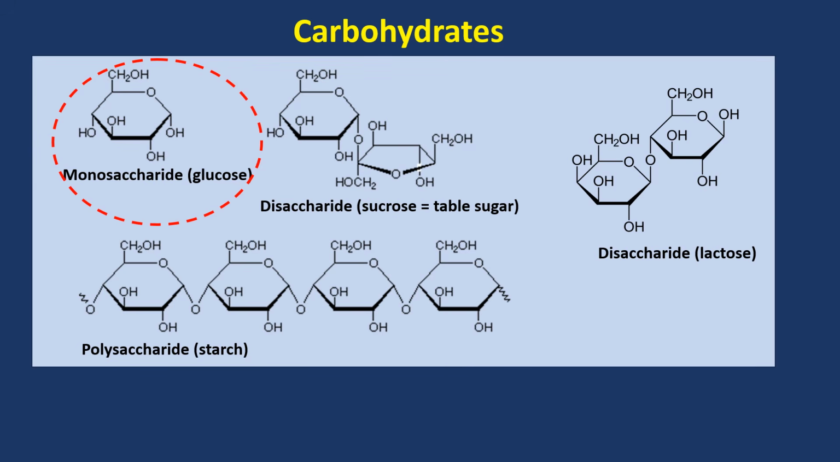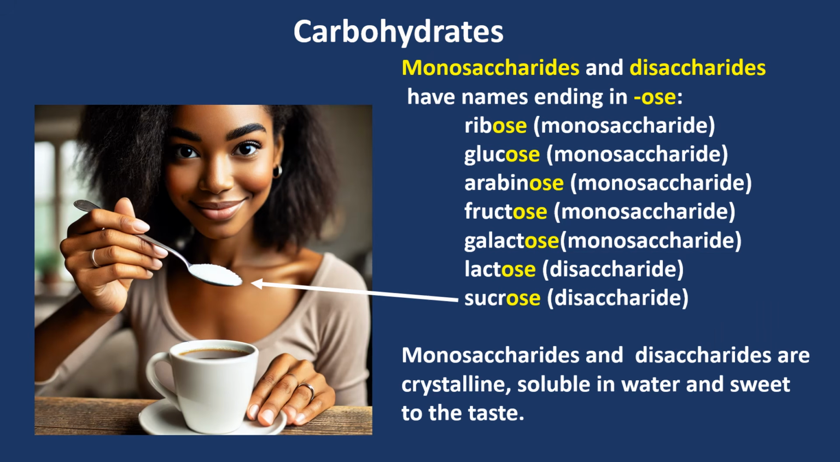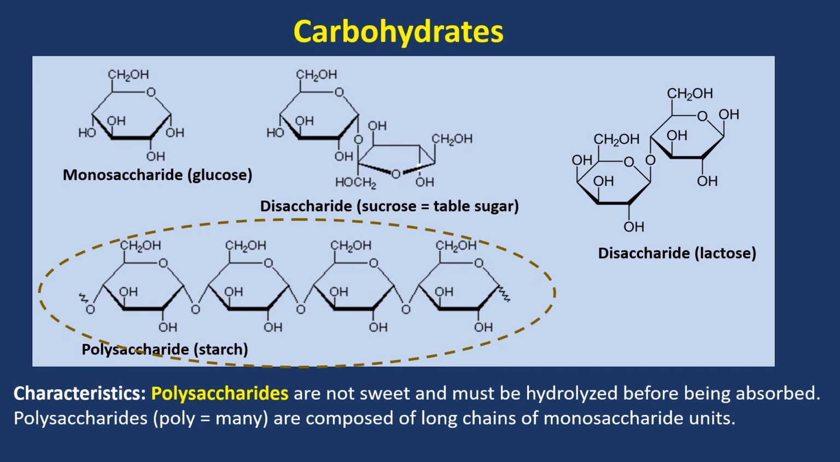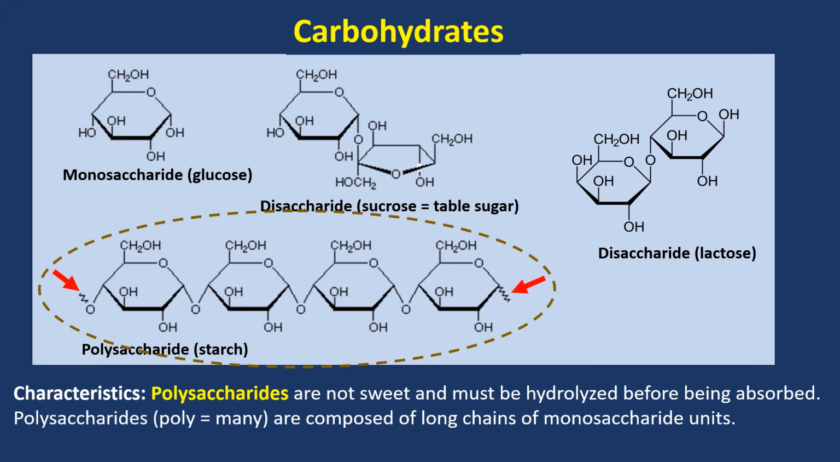Monosaccharides and disaccharides are crystalline, sweet, water-soluble, and have names ending in "ose": glucose, fructose, arabinose, sucrose, and so on. Polysaccharides like starch are not sweet and must be broken down through hydrolysis before their sugar can be absorbed. Polysaccharides are composed of long chains of monosaccharide units.